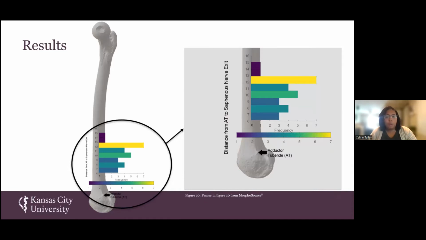Because of our code, we were able to represent the approximate distance of the nerve's exits to the adductor tubercle. So the distance from this black arrow here to the first bin at 6 is about 6 centimeters. And that's just a fun way to represent data. I enjoy just colorful graphs, really.